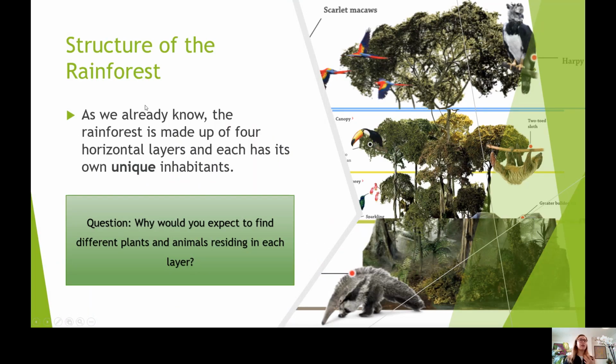Structure of the rainforest. As we already know, the rainforest is made up of 4 horizontal layers, and each has its own unique inhabitants. Question: why would you expect to find different plants and animals residing in each layer? Now, in order to answer this question, you need to think about the different conditions in each layer, thinking about sunlight and moisture, and also thinking about what the animals can do. It's not going to be very easy for an elephant to walk around the emergent layer 100 meters in the air. So think about that for a moment and pause the video.